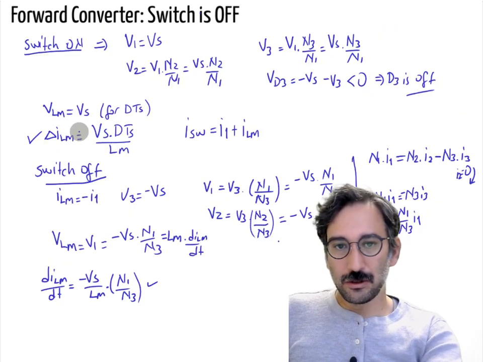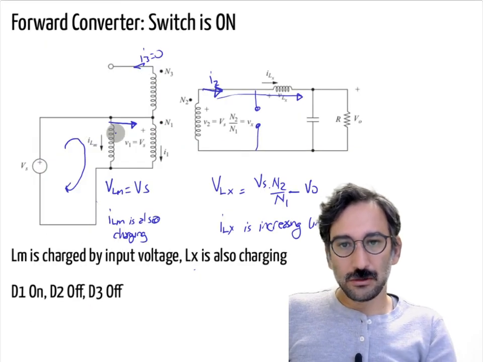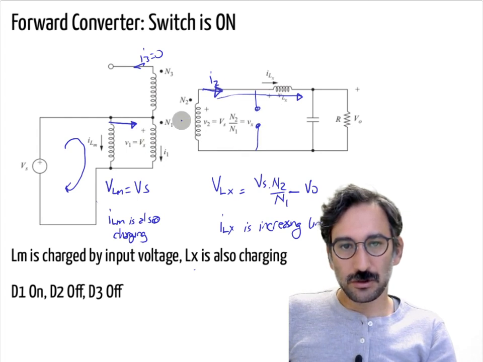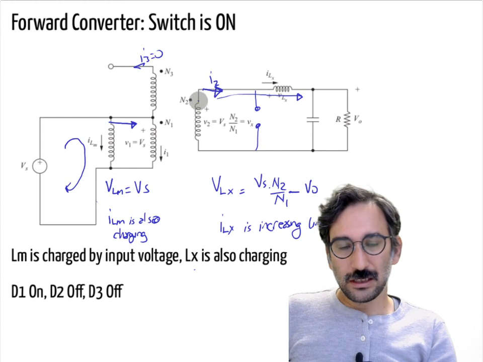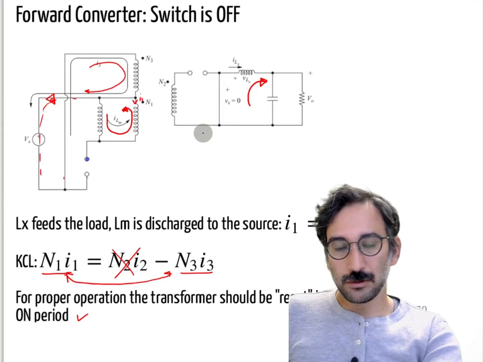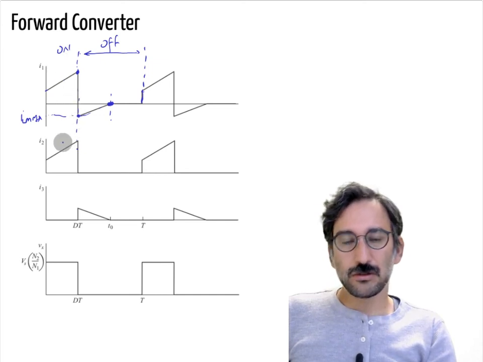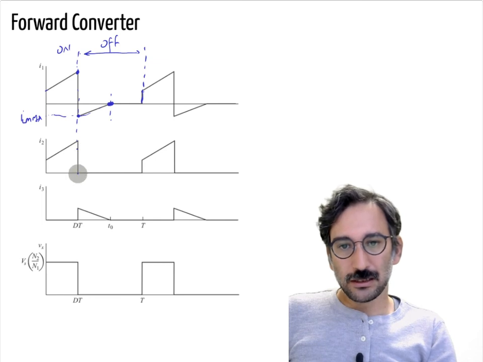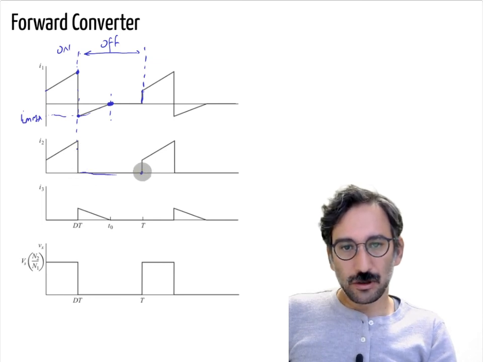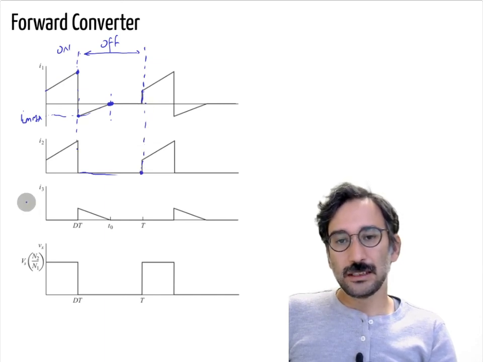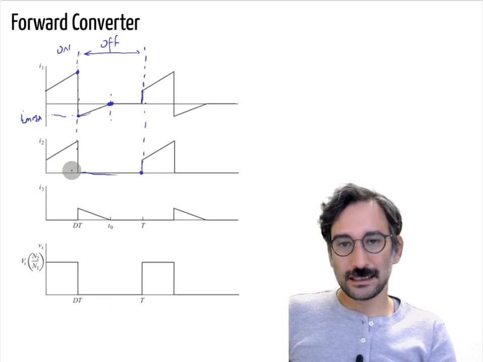And let's have a look at I2. Whenever the switch is on, you are carrying some current, and that current is proportional to I1. But whenever the switch is off, that diode is reverse biased, so I2 drops to 0. So I2 is increasing with the same relation depending on the turns ratio, N1 over N2. Then it is off for the whole off period, and during all that off period, the load is supplied only by the Lx inductor.